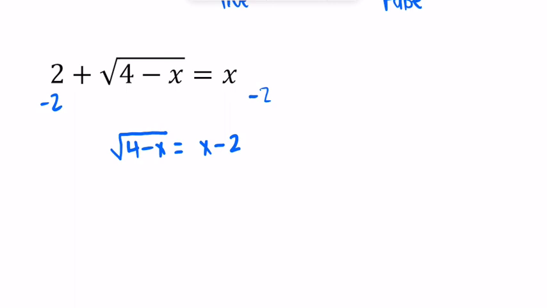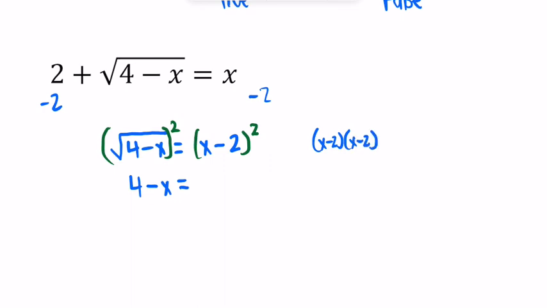One thing you'll notice I've been saying in these videos, when you're trying to get rid of the root, you put parentheses around both sides and square both sides. On the left side, when we do that, the square root of 4 minus x squared, the square root and square cancel out, and we have 4 minus x. On the right side, it's not x squared minus 2 squared, it's x minus 2 squared. So we can think of it as x minus 2 multiplied by itself.